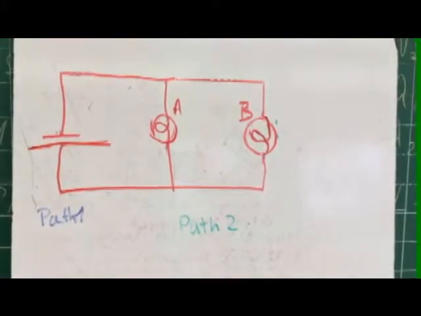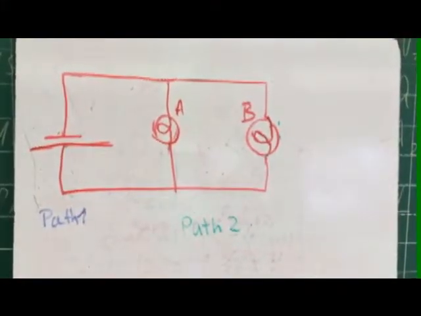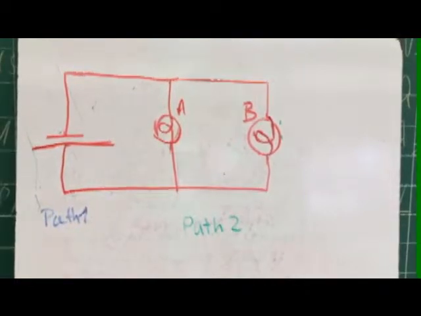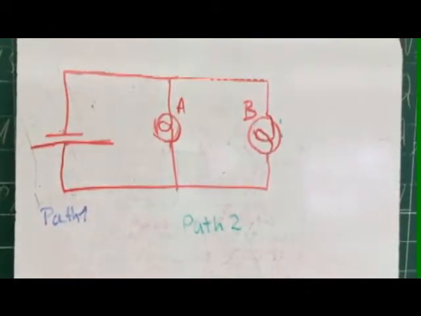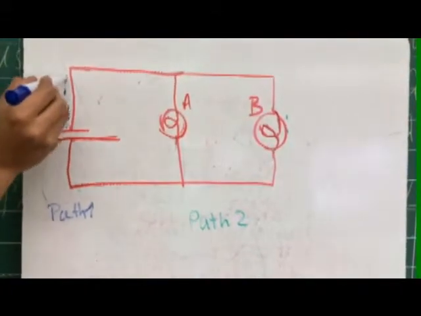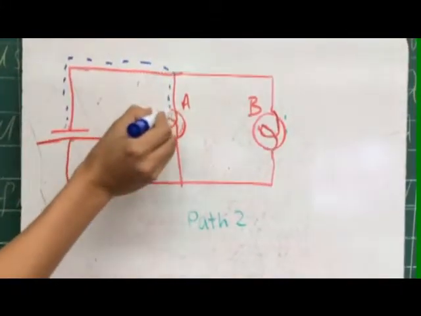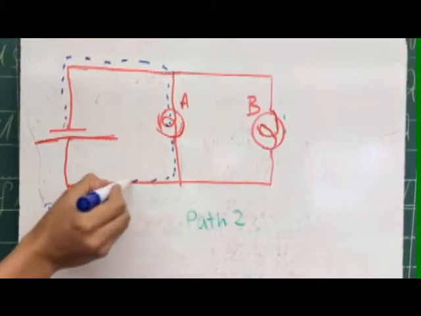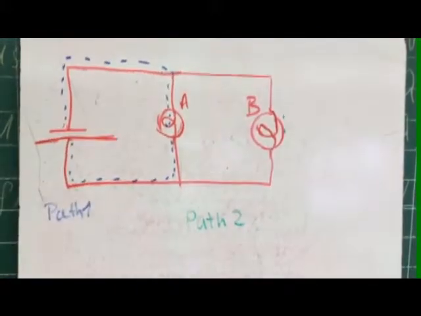A parallel circuit is a closed circuit in which the current divides into two or more paths before recombining to complete the circuit. In this diagram, charges can travel from the source to bulb A and back to the source without passing through bulb B. The same applies to bulb B as well.